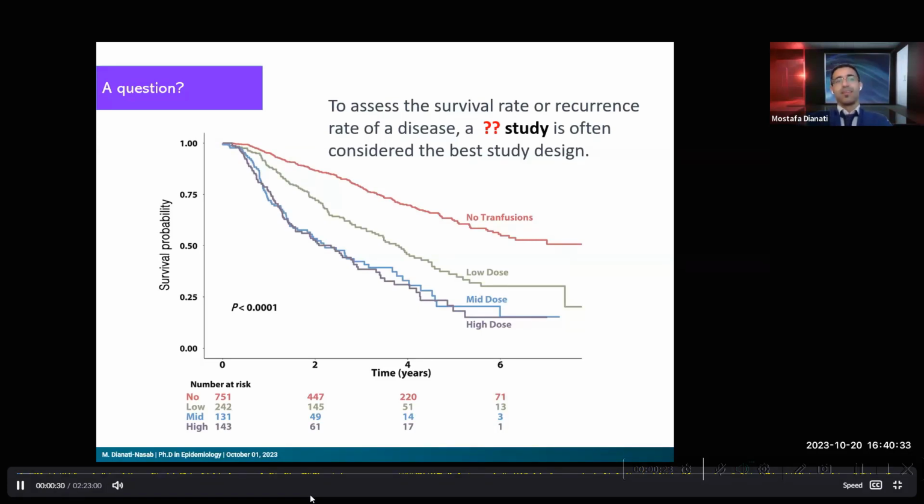First of all, I have a question for you. Suppose you're a clinician and you have 150 breast cancer patients, and you are going to see the recurrence rate or the survival of your patients after 5 years. From now until 5 years, you are going to check how the recurrence rate of the disease was and how much the survival was. Which study design will you use? This is a question.